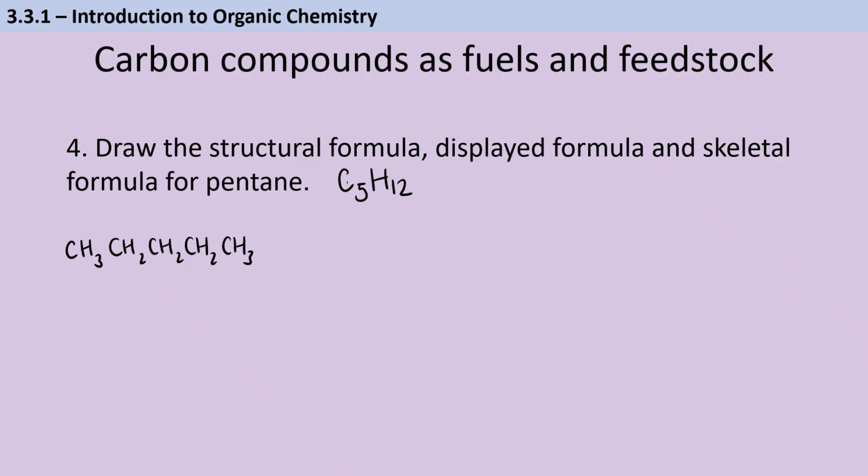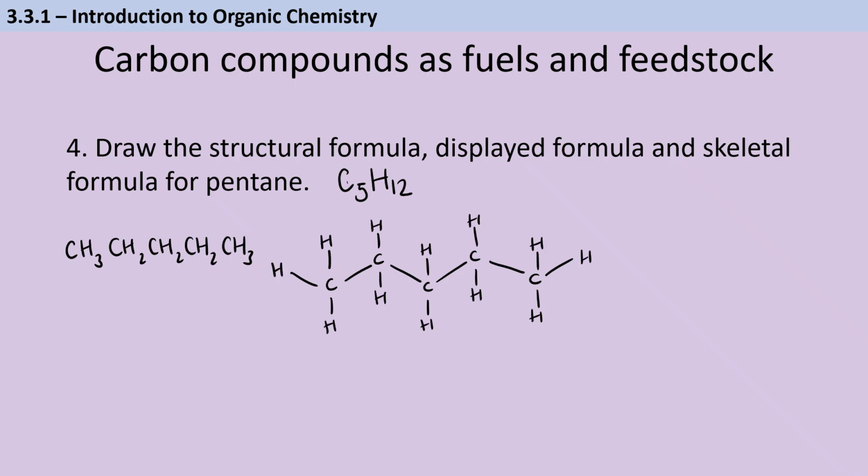Our displayed formula is a full diagram showing where every atom is and what it's bonded to. So we start with our chain of 5 carbons, and then around each of those we're going to add the hydrogens in. For a skeletal formula, we still have the shape, but we have slightly less detail because we assume that every corner is a carbon atom and we assume that those are fully saturated with hydrogen unless we say something different. So here we're just going to have 4 little lines making a double upside down V.